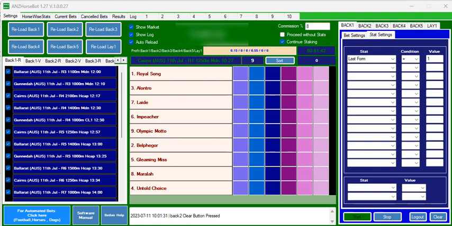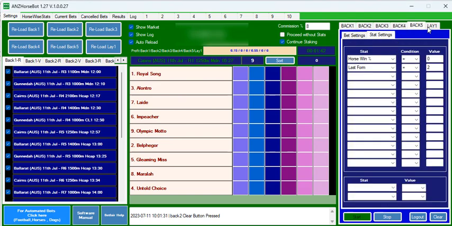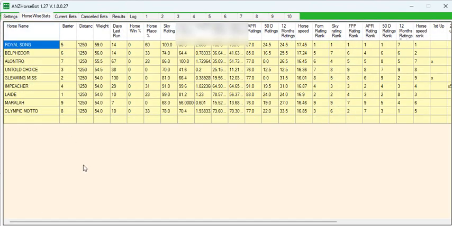This is our ANZ horse bot. It can do different strategies, and we'll show you some strategies down below which are doing some good numbers. But this can do 5 backing strategies. So we've got 5 different backing strategies we can run and 1 laying strategy. And the good thing about it is you have got so many different settings you can put in it.